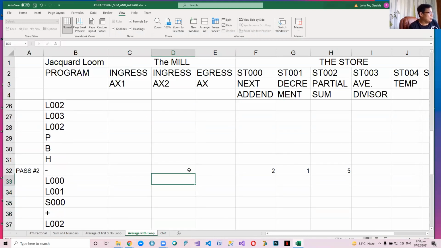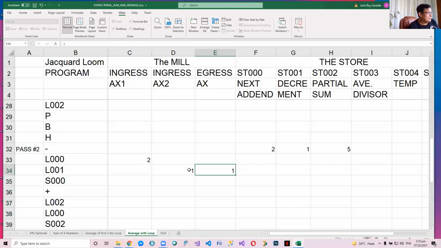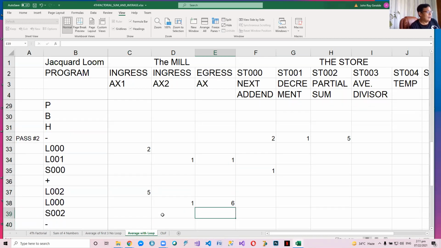Okay, so we are now in pass number 2. 002 is 2. 001 is a 1. So the next addend is 2 minus 1, it's 1. Do you follow? And we'll do a plus to compute the next partial sum. 002 is currently 5. And then 001 is 1, which is the next addend. So 5 plus 1 is 6. You follow? And we'll store it as our partial sum. So this becomes 6.